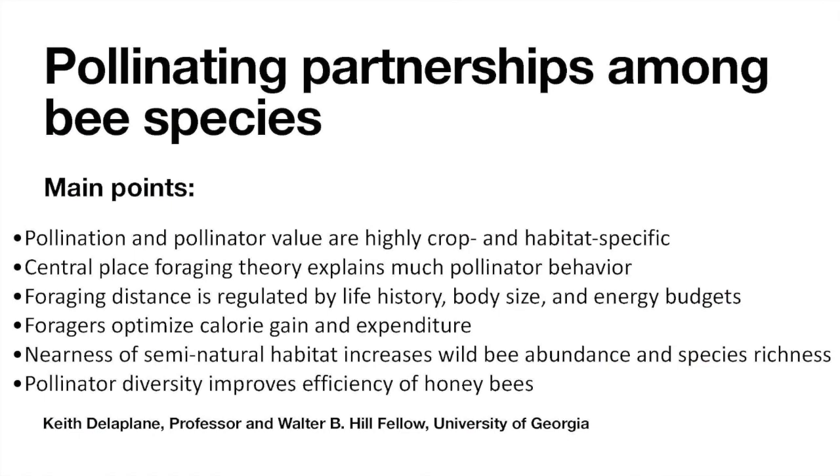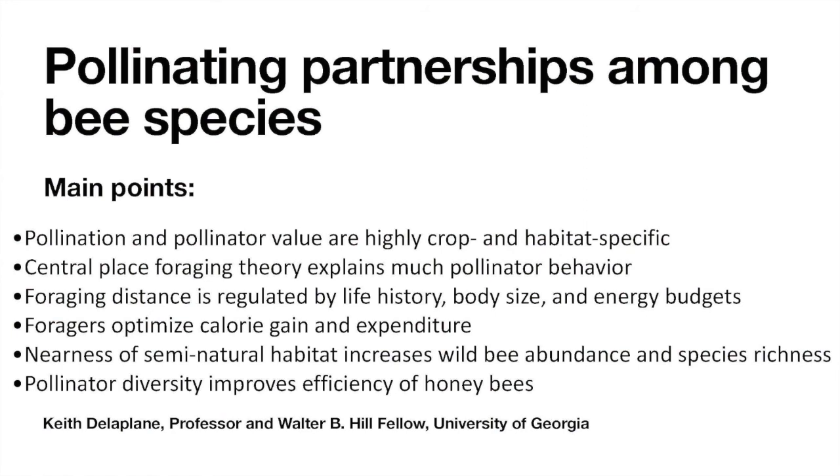It still has to be weighed into their foraging ecology. Foraging distance is regulated by life history, whether solitary or social, body size, and energy budgets. Foragers are always going to optimize caloric gain and expenditure. They're unflappable. They always hit it right. The nearness of semi-natural habitat increases wild bee abundance and species richness, and pollinator diversity improves the efficiency of honeybees. This is good for those of us who work in pollination and traffic in honeybees to know, because we will hear questions like, "Should I keep using your bees? Because I've heard that southeastern blueberry bees are better pollinators of blueberries." Having knowledge and ready facts helps us answer them.